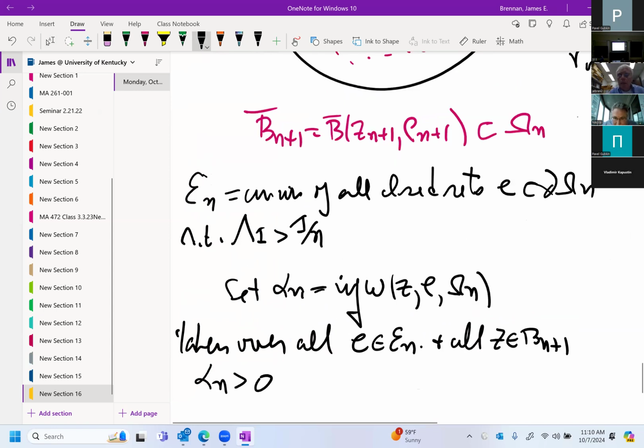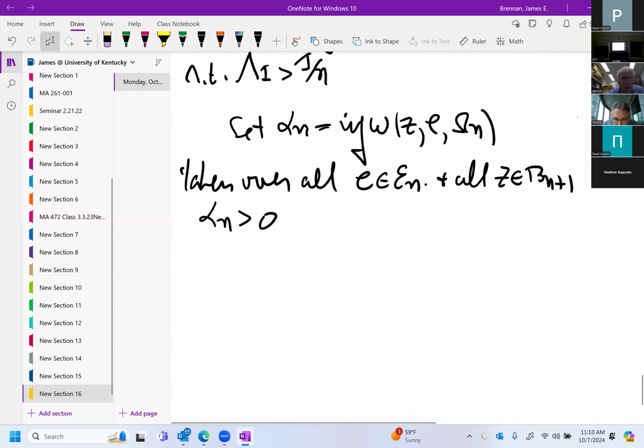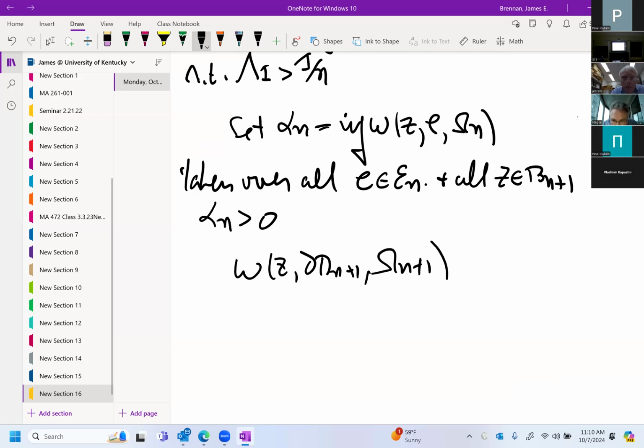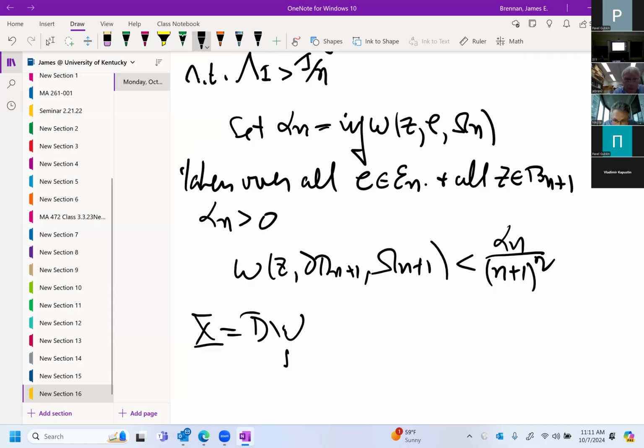And I've put this now. When I put this disk in with R_{n+1}, what I want is this. I want the harmonic measure of Z on the boundary of D_{n+1} relative to Omega_{n+1} to be less than alpha_n over (n+1) squared. And then ultimately, X is going to be equal to the closure of the unit disk minus the union from j equals 1 to infinity of these new disks that I put in.